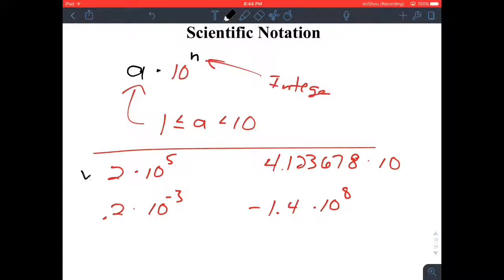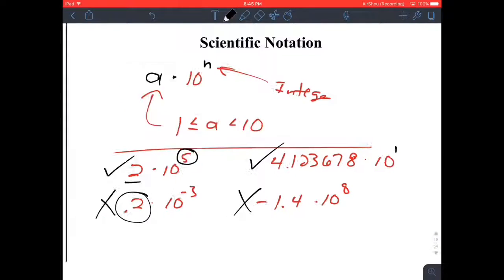This first one is scientific notation. The 2 is at least 1, but less than 10. It's being multiplied by 10 to an exponent, and the exponent is an integer. The second one is not scientific notation because this 0.2 is not at least 1, it's less than it. This third one is scientific notation. The number at the beginning is at least 1, it's less than 10, multiplied by 10 to an exponent. The exponent is not written there, but it's a 1. The fourth one is not scientific notation because it is negative, and it needs to be positive to be in scientific notation.